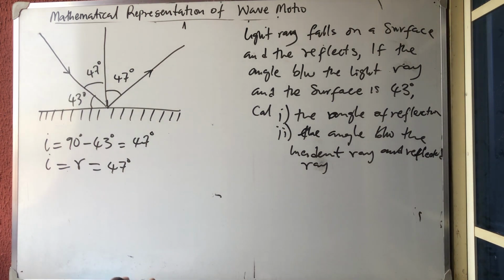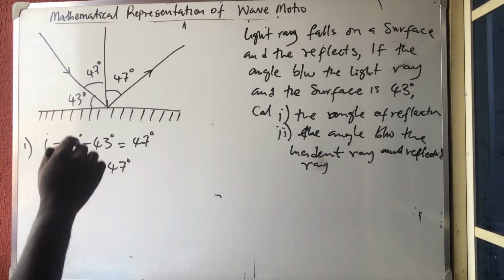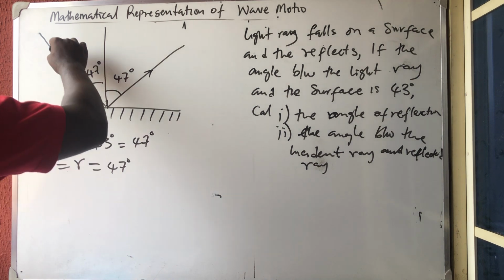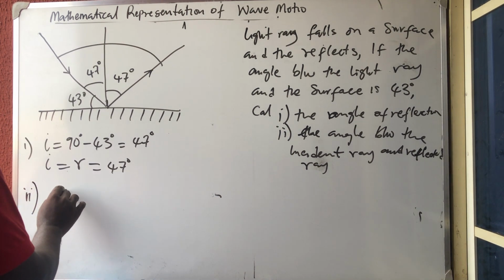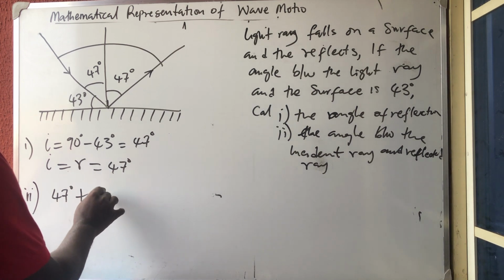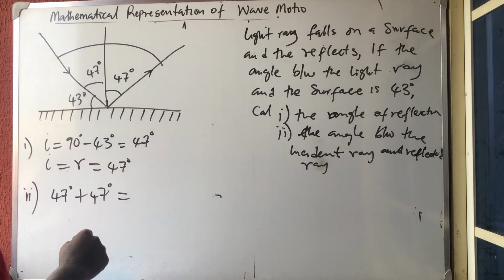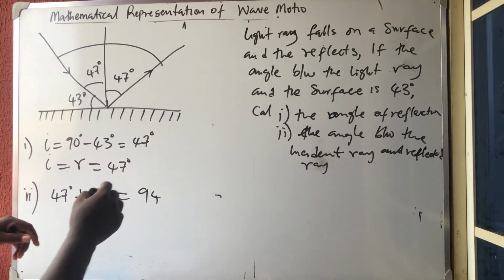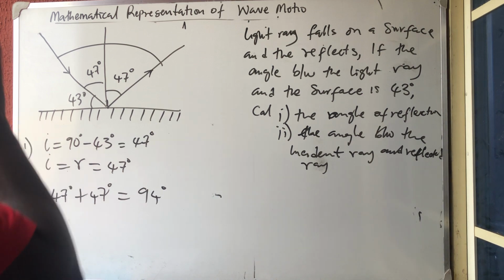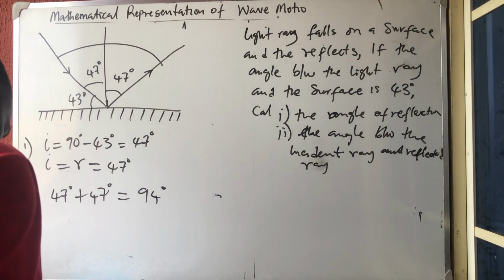So that is for I. They say calculate the angle of reflection. So the angle of reflection is 47 degrees. Then the angle between the incident ray and the reflected ray is these two angles. The angle between them is simply 47 degrees plus 47 degrees, which will give you 94 degrees. As simple as that. Okay, that is that.